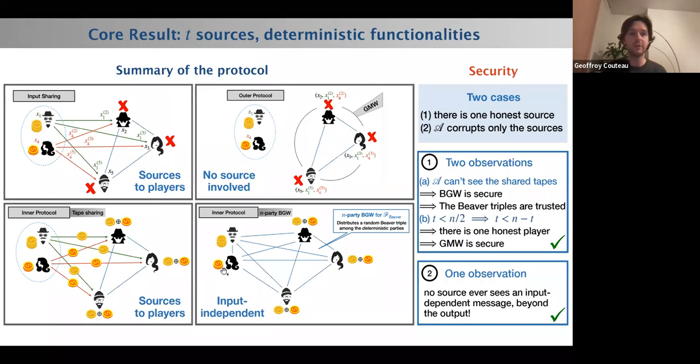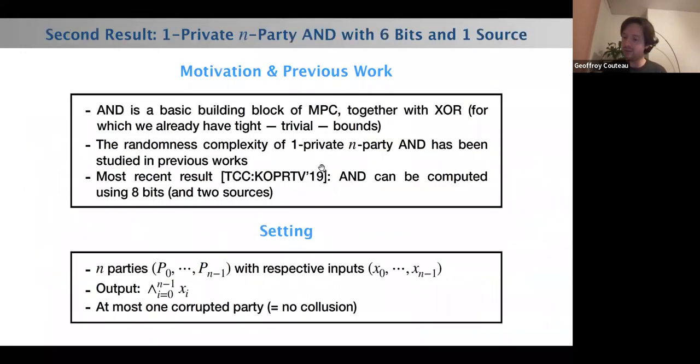That was for security. Now in the 5 or 4 minutes that I have left, maybe 3 minutes, I want to talk a bit about the second result: one-private N-party AND with 6 bits and 1 source. The motivation is that AND is a basic building block of MPC. And for the other basic building block, which is XOR, we already have tight lower bounds. The randomness complexity of one-private AND has been studied in previous works, and we know that you can do it with 8 bits and 2 sources. So that's our setting. Parties have a single bit each, and they want to compute the AND of all their bits.